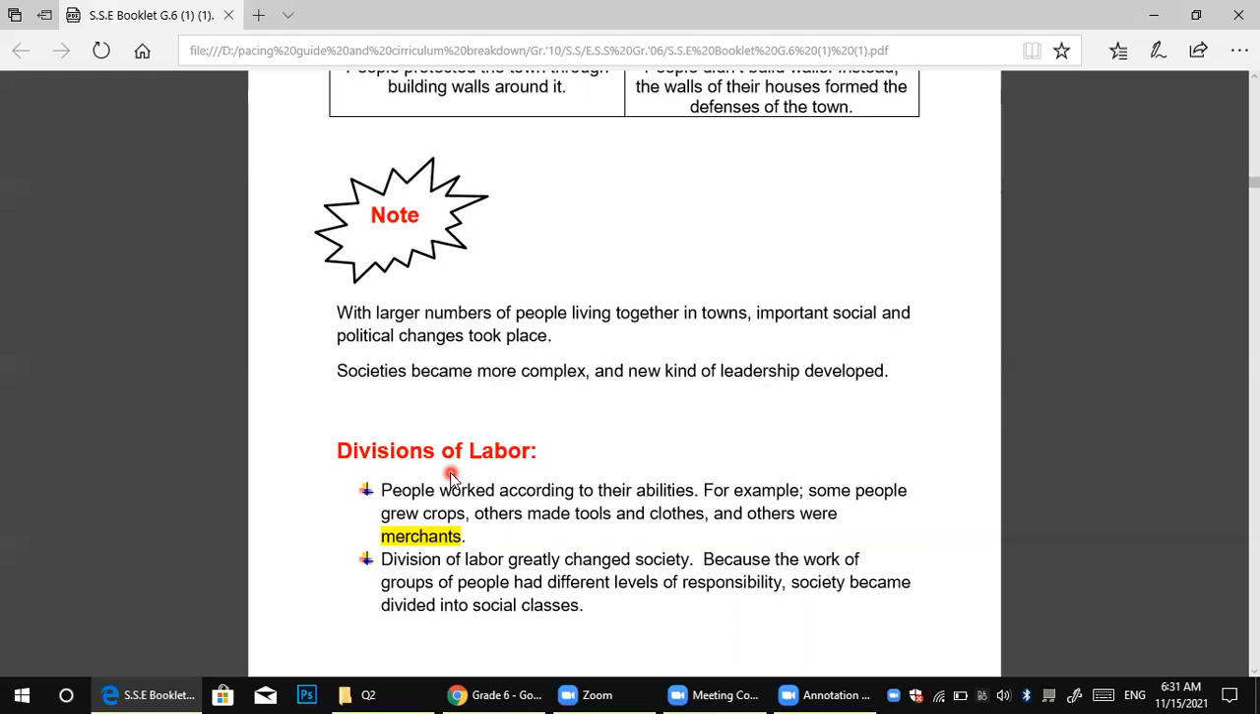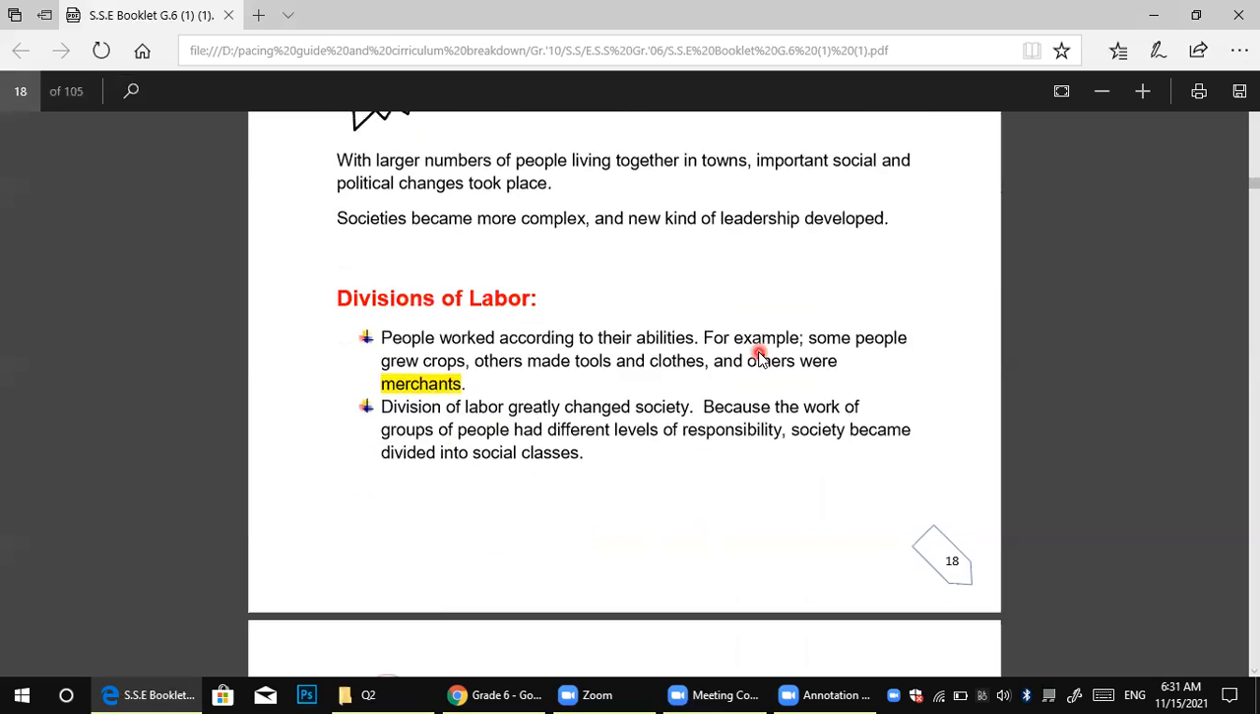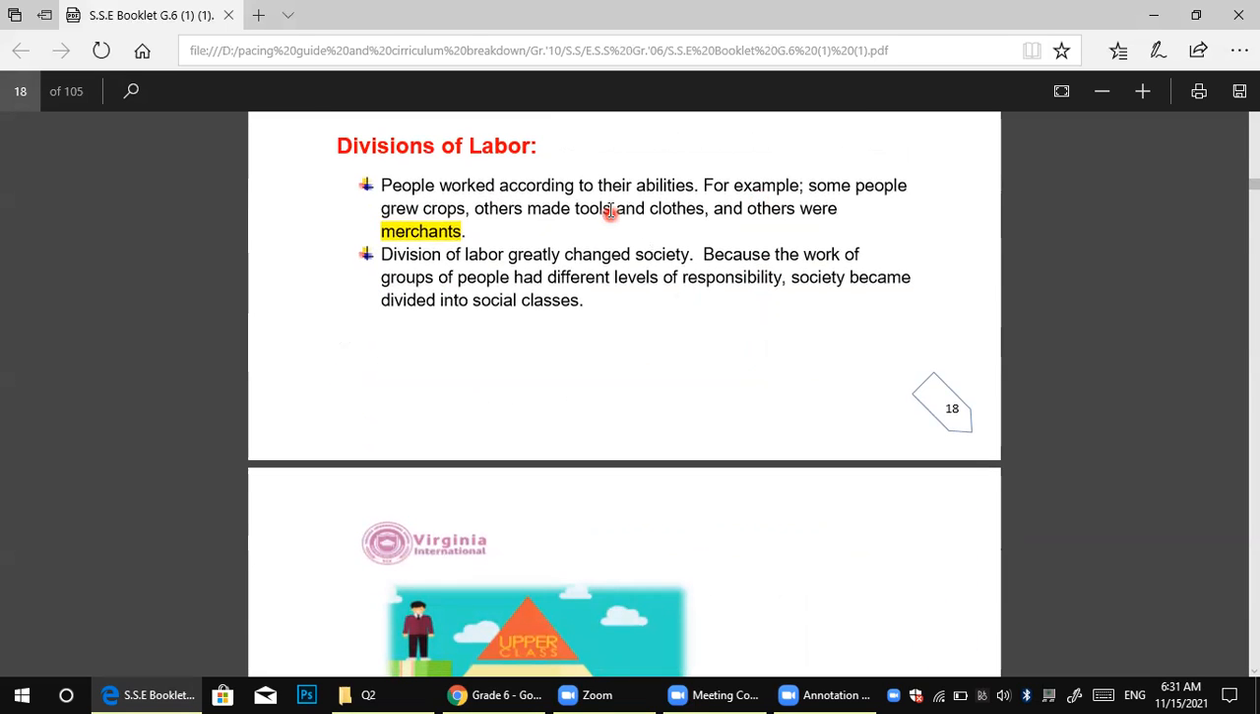Divisions of labor. Labor means worker, of course. People worked according to their abilities. For example, some people grew crops, others made tools and clothes, and others were merchants. Some of the people tried to work not just in farming. In the past, hunters and gatherers worked in farming, agriculture. But now, after they developed their communities into complex communities, they formed new jobs, like growing crops, making tools and clothes, and being merchants.